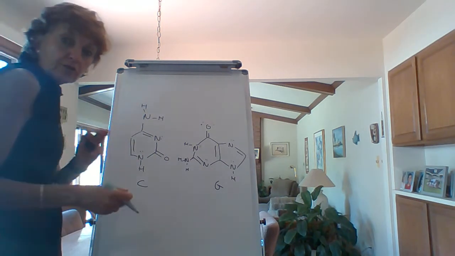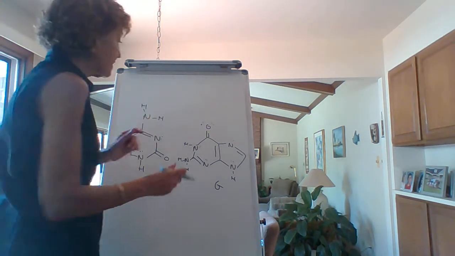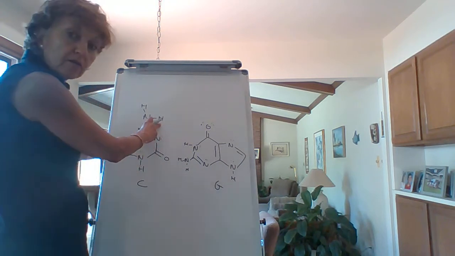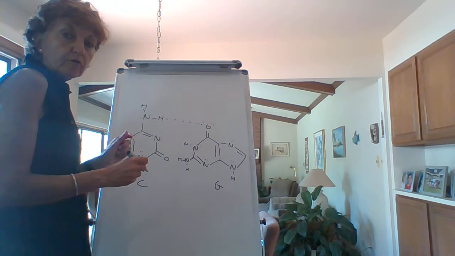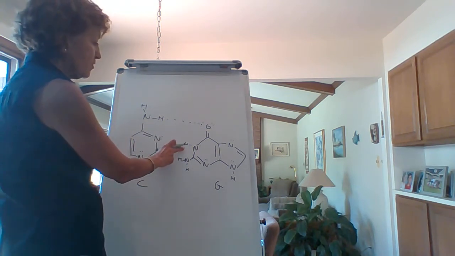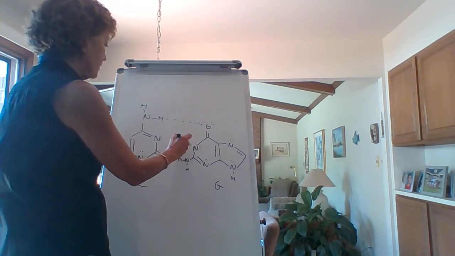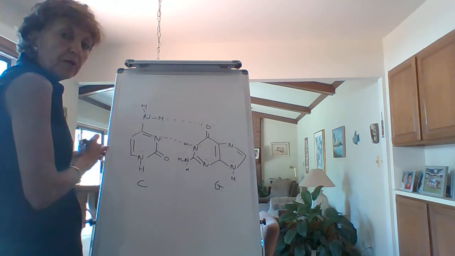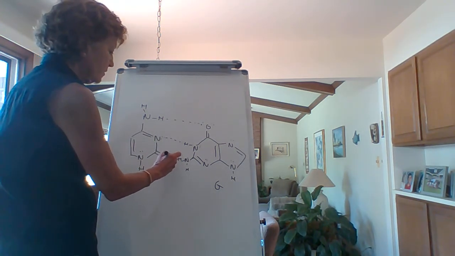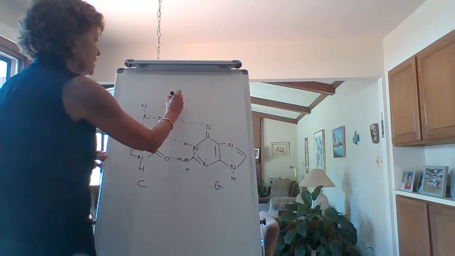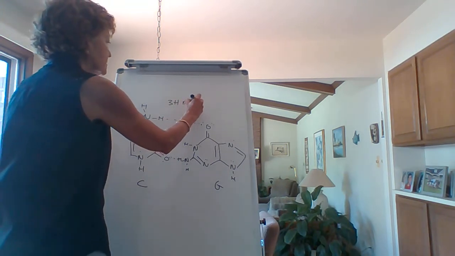So 3 hydrogen bonds between guanine and cytosine. So see this hydrogen on this NH2? It's going to be attracted to this lone pair over here. See this hydrogen on this NH right over here? Going to be attracted to this lone pair. And see this hydrogen over here? Oxygen has lone pair. There you go. Here are the 3 hydrogen bonds.